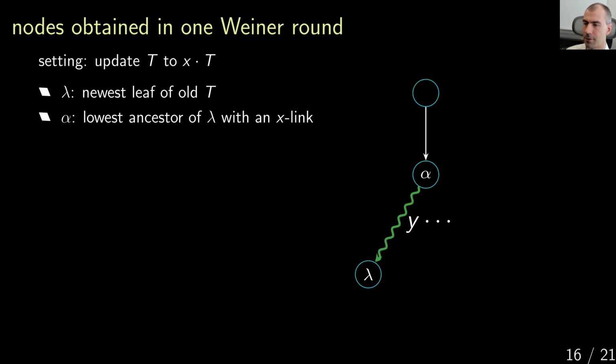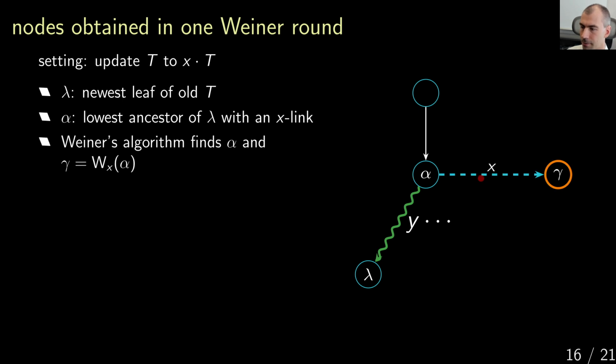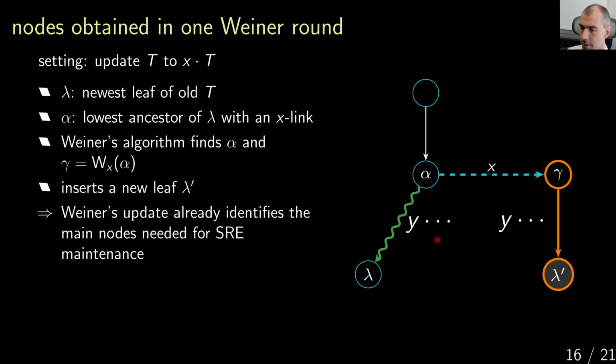What does Weiner's algorithm do in one round? The idea is that you update the text to xt, so you prepend the letter, and you want to update the suffix tree. It takes the last inserted leaf of the old text, call it lambda. You walk up to find the lowest ancestor of lambda with an x-link, which we call alpha. Then we take the x-link, let's say to a node gamma, move down, and insert a new edge and a new leaf, lambda prime.